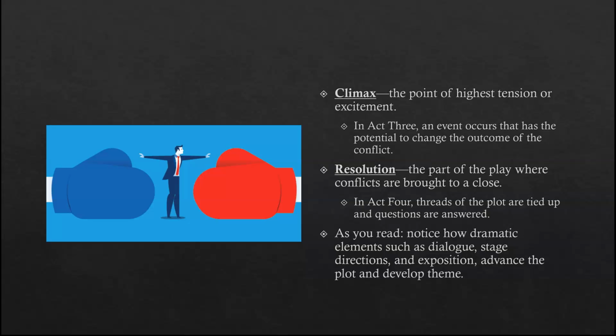The resolution is the part of the play where the conflicts are brought to a close. Think of where things get put into a neat, tiny little package, right? We're wrapping things up very neatly. In Act 4, threads of the plot are tied up and questions are answered in this particular play. Your resolution typically happens in the last couple chapters of a book or the last act of a play if that's what you're reading. Sometimes even the last scenes. It doesn't have to be the whole act. As you read, notice how dramatic elements such as dialogue, stage directions, and exposition advance the plot and develop theme.